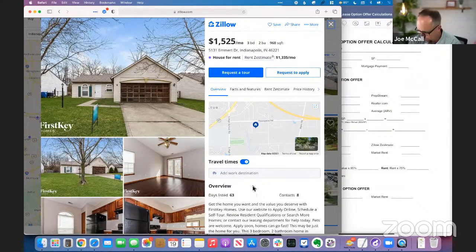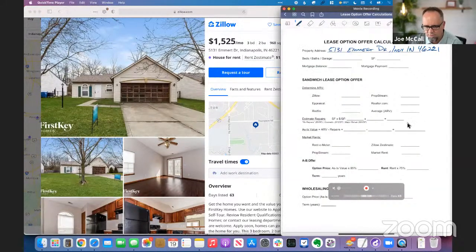5131 Emmert Drive. Okay. Indy, Indiana, 46221. I know my camera may be blocking some of this. All right. You see me write in the address right there. Beds, baths, and garage. Okay.